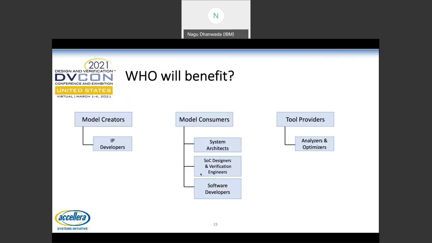Now, if you think about who will benefit from the standard, we can think of three categories: model creators, model consumers, and tool providers. An example of model creators are IP developers. Professor Rhett Davis is going to present how the standard will benefit from the point of view of an IP developer as well as the tool provider's perspective, while the model consumer aspect, in terms of system architecture and how a system architect can derive value from the standard, is going to be presented by Jerry Frenkil. And the perspective of the SoC designer, who is going to use the IP and actually build the system on a chip, is going to be presented by David Ratchkov. So with that, I'll hand it over to Professor Rhett Davis.